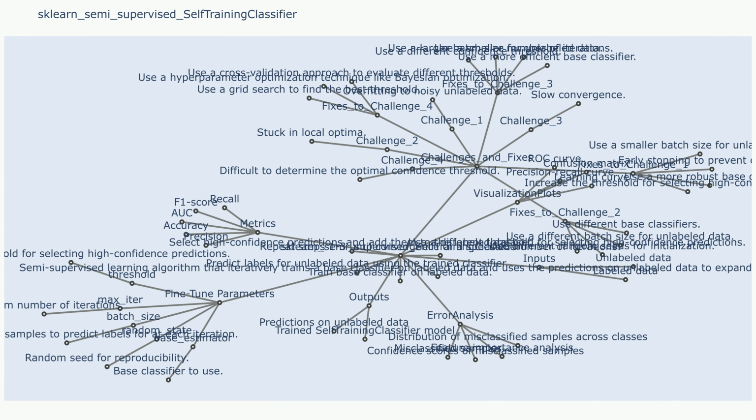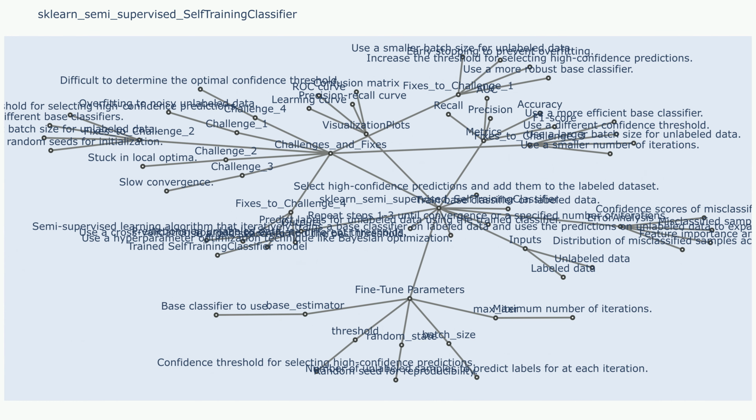Inputs. Base estimator. The base classifier, e.g., logistic regression or random forest classifier, to be used for training. This is a crucial input, as its performance directly impacts the overall efficacy of the SelfTrainingClassifier. Unlabeled data. Unlabeled data that will be used to expand the labeled set iteratively. This input is essential, as the algorithm relies on unlabeled data for self-labeling.